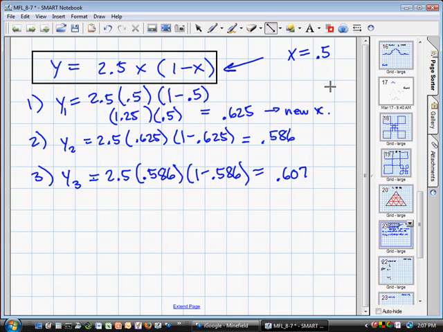Okay, I'm going to save you the calculation. The answer comes out to 0.625. Okay, no big deal. Now, watch this, because this is the key.